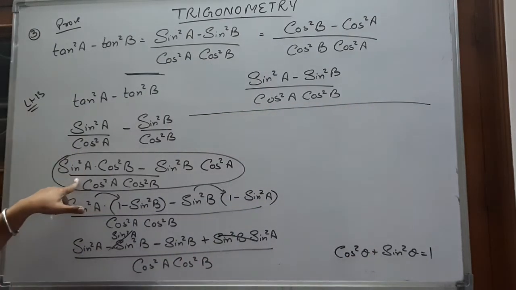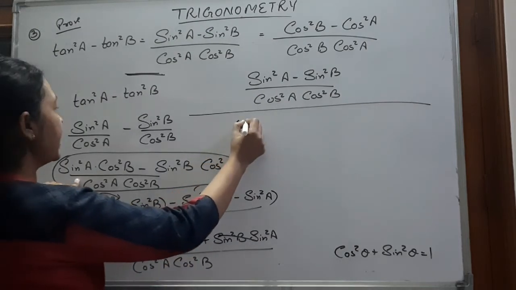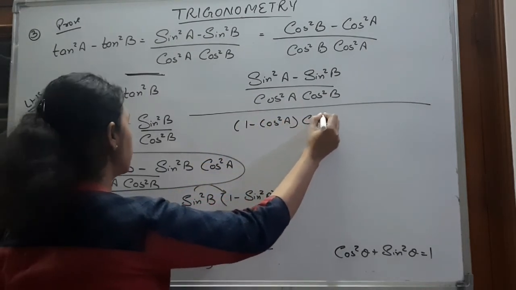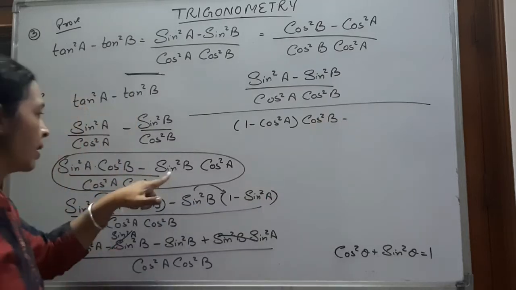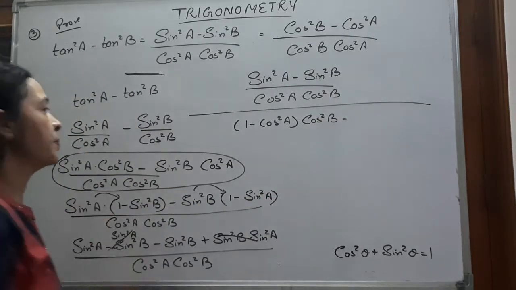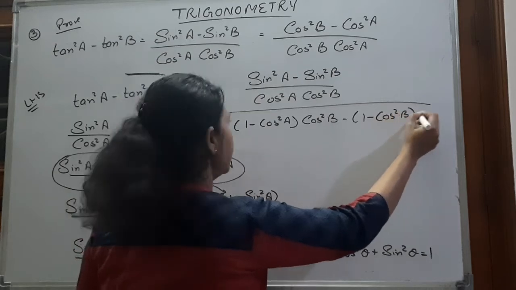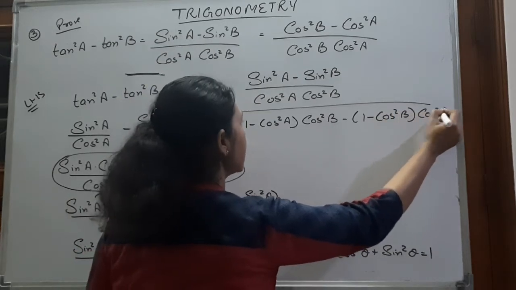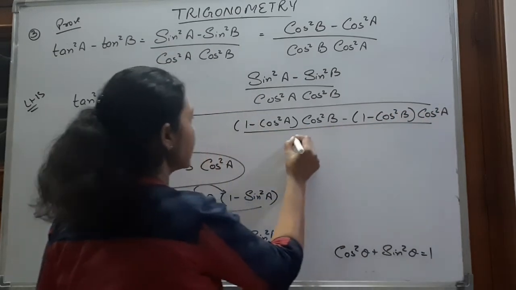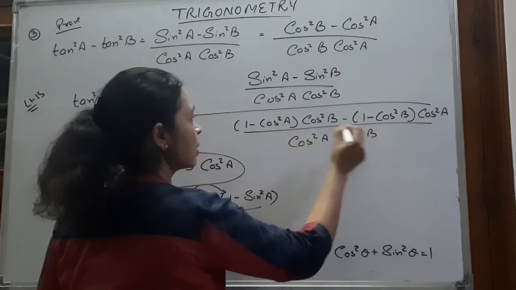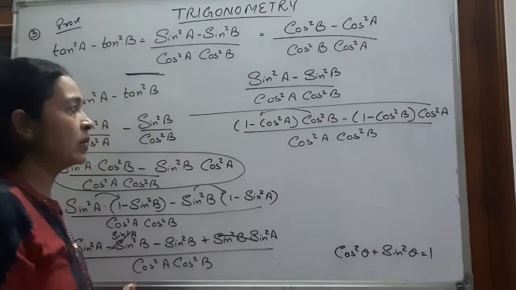We have sin square a. In place of sin square a we will write 1 minus cos square a into cos square b minus, again we will change sign, sin square b is 1 minus cos square b into cos square a upon denominator we have cos square a into cos square b. Cos square b is multiplied with 1.